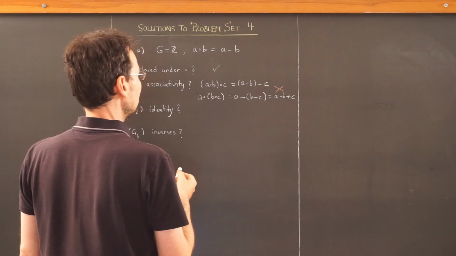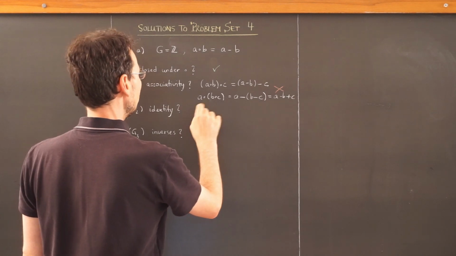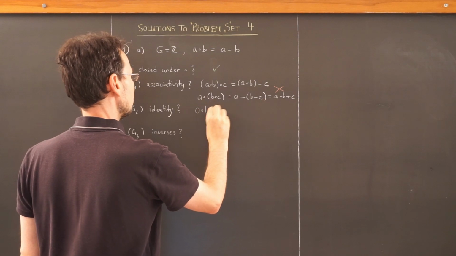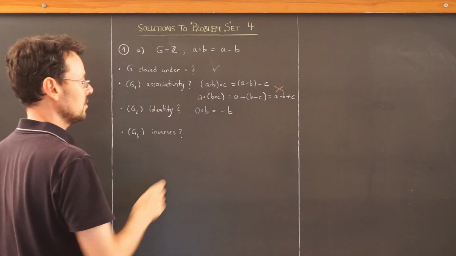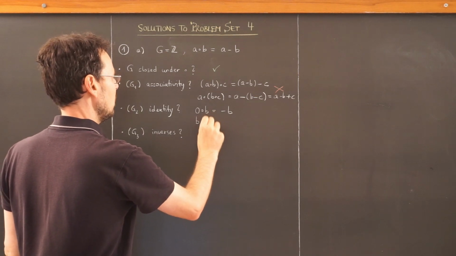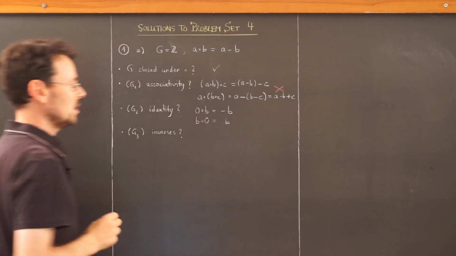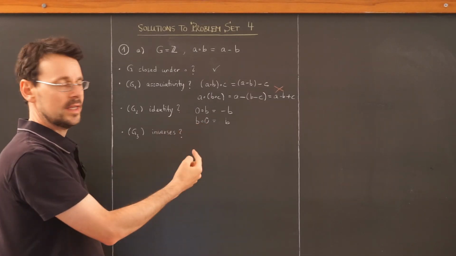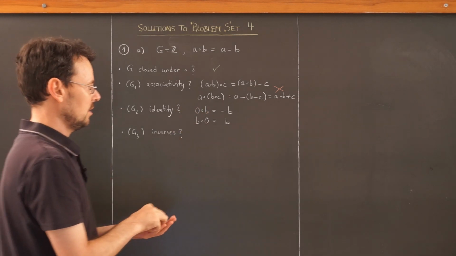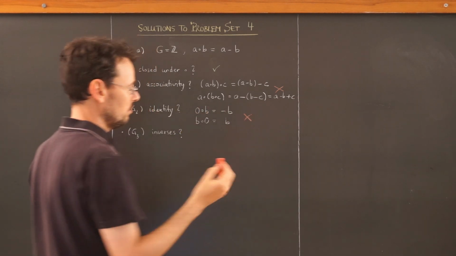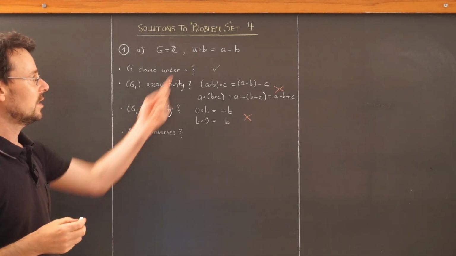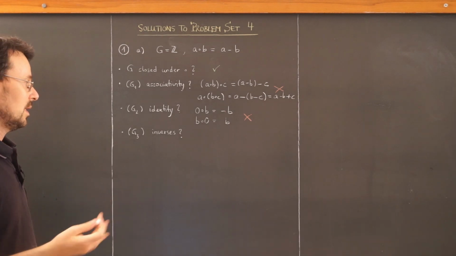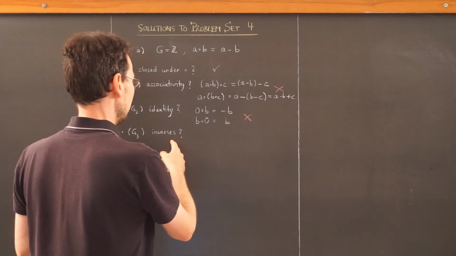Would we have an identity? Well, no. This is also interesting because 0 circ B would be minus B, but B circ 0 would be B. So 0 would be a right identity, but not a left identity, because it changes B if B is not 0. So again, a simple example for an operation where there is no identity, at least from both sides. Are there inverses?